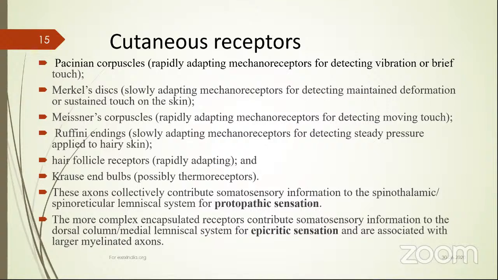From the receptors, all the axons will be collected and go as a nerve. These axons collectively contribute the somatosensory information to the spinothalamic, that is from spine to thalamus, or spinoreticular lemniscus system. Then we call it a protopathic sensation when it goes through these pathways. And if the receptors contribute the somatosensory information to the dorsal column, that is the posterior part of the spinal cord, or the medial lemniscus system, then we call it epicritic sensation. It is mainly related to larger myelinated axons.